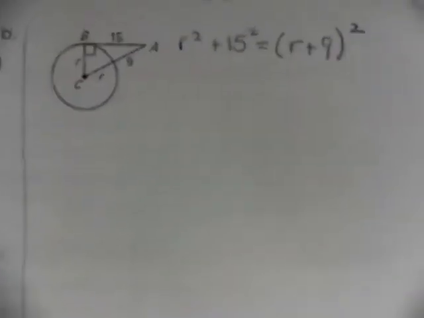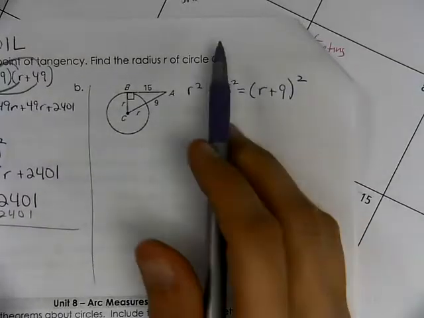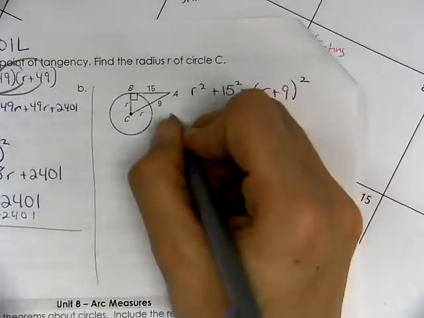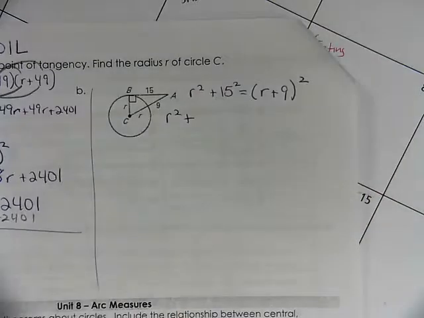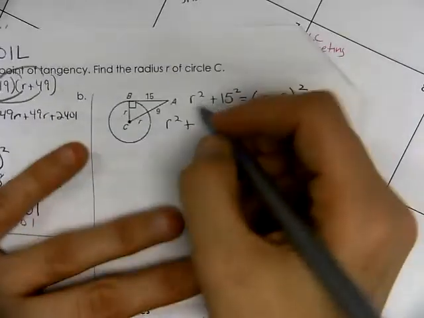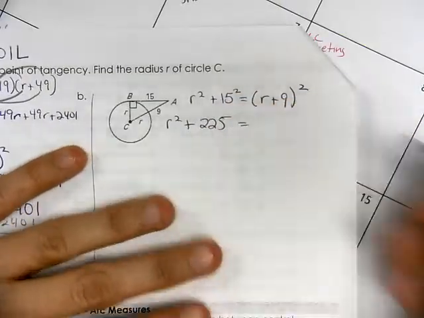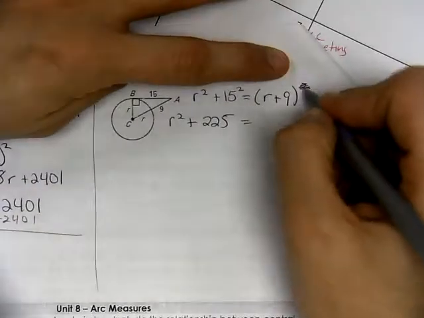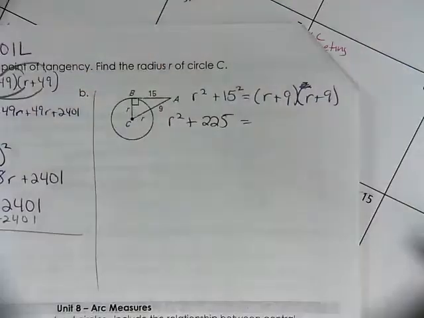Depending on who you had for Algebra 1, you can think about this as a pattern, or you can just do FOIL. So you can either FOIL it or think about it as a pattern. I just FOIL. So we'll end up with R squared plus 15 squared is 225. And then I'm going to write this out and go R plus 9 times R plus 9.